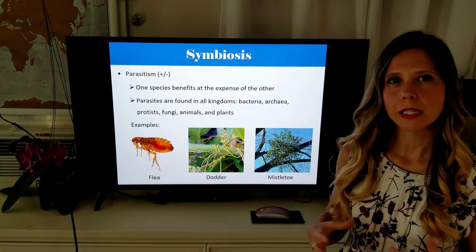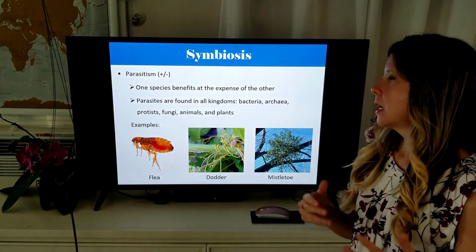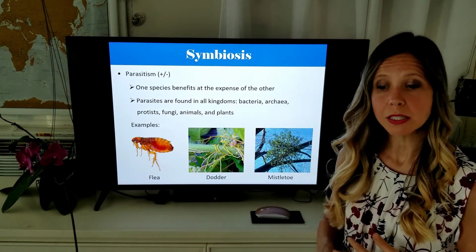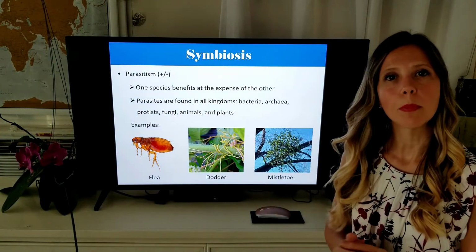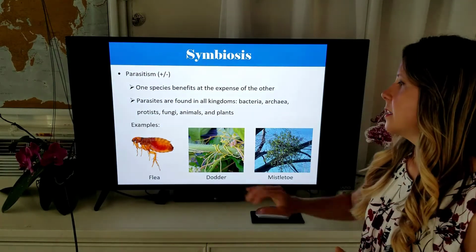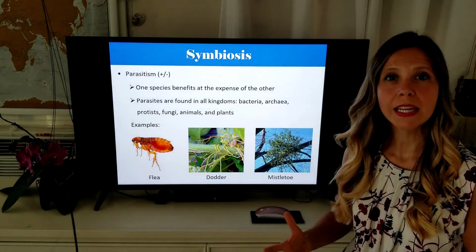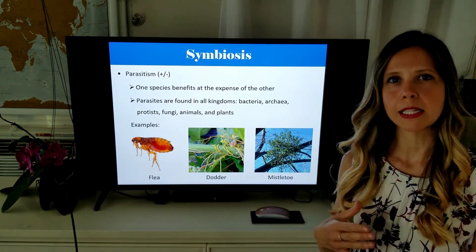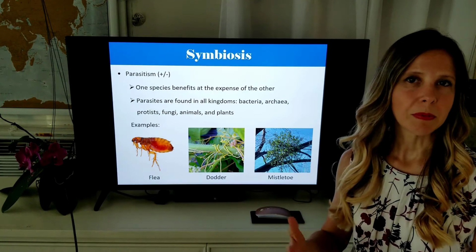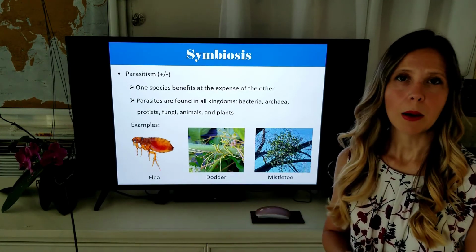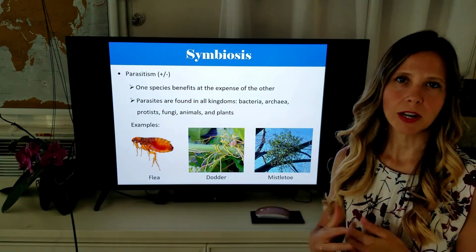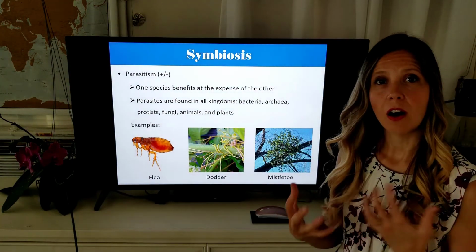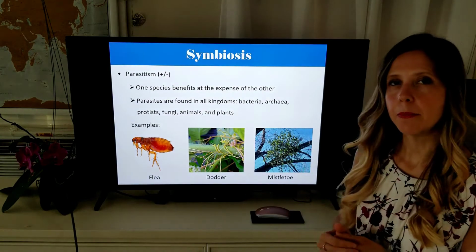Our parasites are going to be found in all kingdoms. So we find them in bacteria, archaea, we have fungi that are parasites, we even have animals and plants that are parasites as well. So the example over here, the common flea, all right, we're all familiar with that one. It lives on our pets, it irritates our pets, it has a place to live and reproduce, and it has a food source, and our poor pets are going to get itchy bites and scratchy bites and be harmed from this relationship.